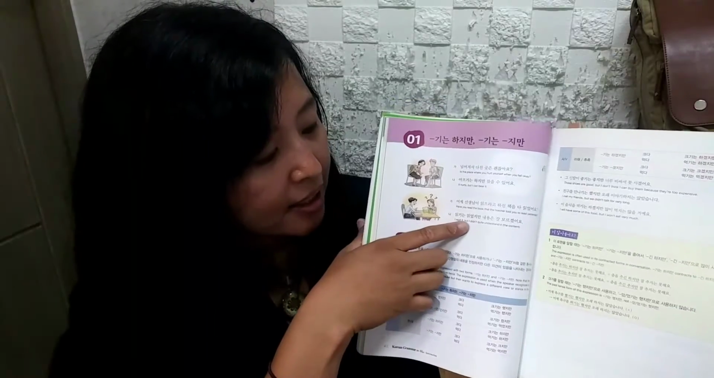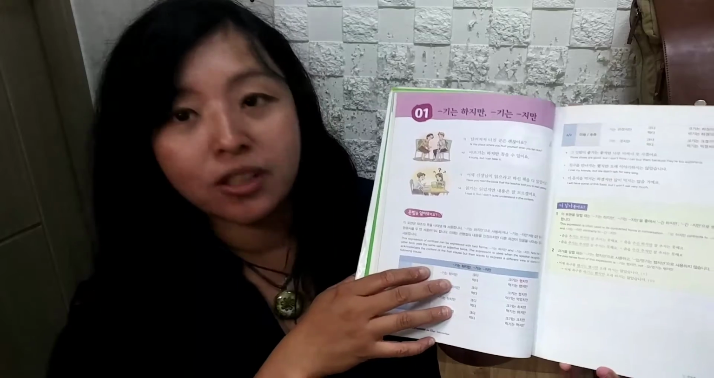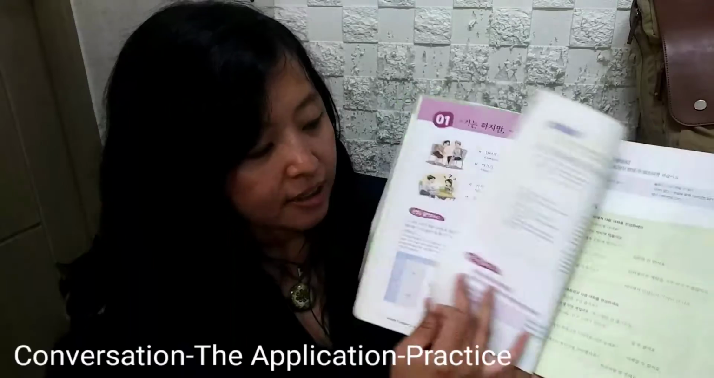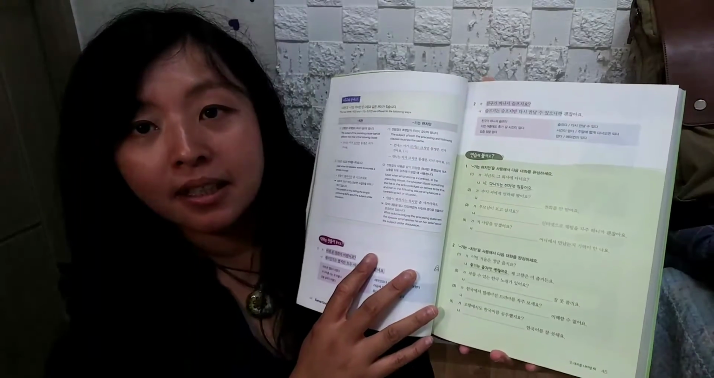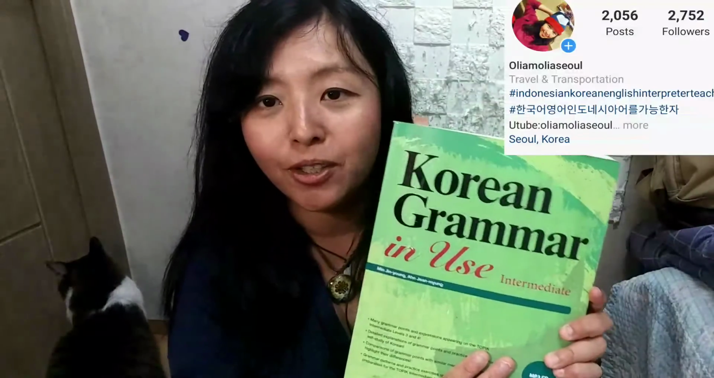translation in here, and also when you use it, whether you use it for the past, in the present tense, or in the future. And it also has exercises at the back, and then the answers are in the appendix answer key. So this is Korean Grammar in Use.